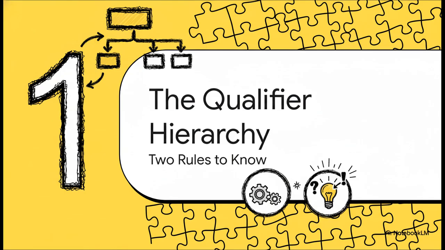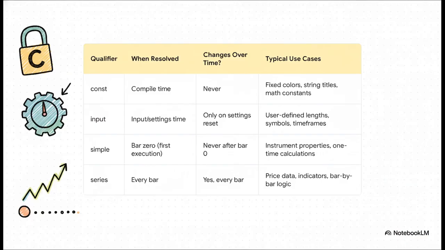Okay, before we meet the qualifiers themselves, you have to understand 2 fundamental rules. These 2 rules control how they all play together. Seriously, if you can just get these 2 things down, everything else is going to click into place. Now, this slide here, this is basically your cheat sheet for this whole explainer. You can see our 4 qualifiers, const, input, simple, and series, along with when they get resolved and what you typically use them for. We're going to break all this down, but it's great to see the whole big picture right from the start.